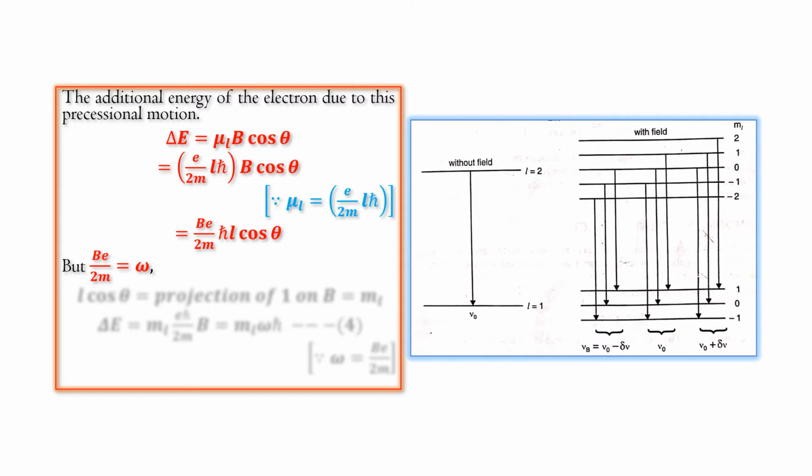But omega equal to Be by 2m. Then L cos theta is nothing but the projection of L on B, which we may write as ML. So we can get del E equal to ML e h cross by 2m B, so that del E equal to ML omega h cross, equation number 4. We know the value for omega as omega equal to Be by 2m.